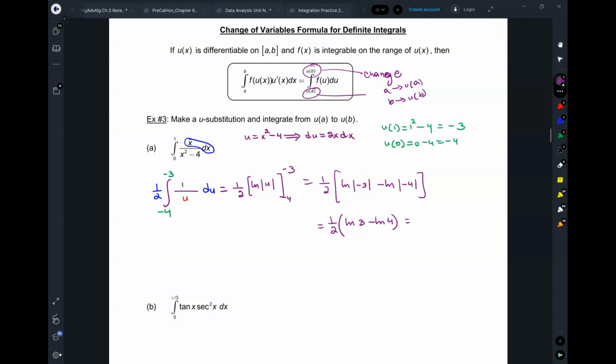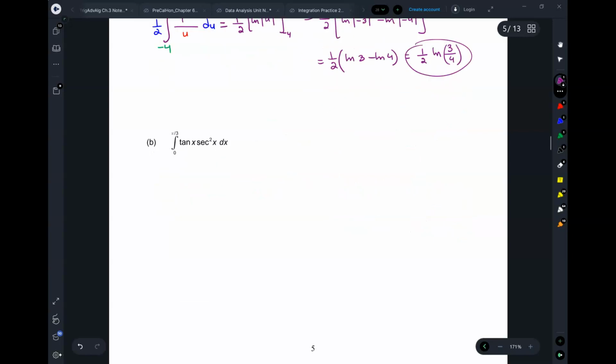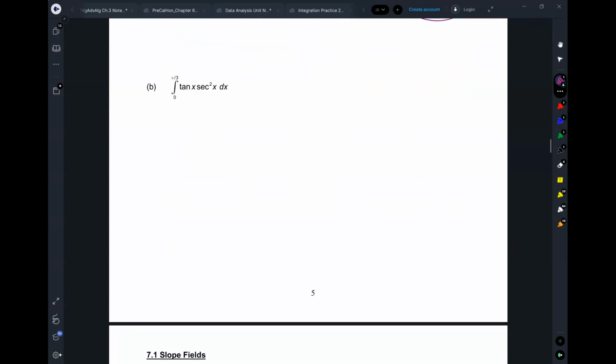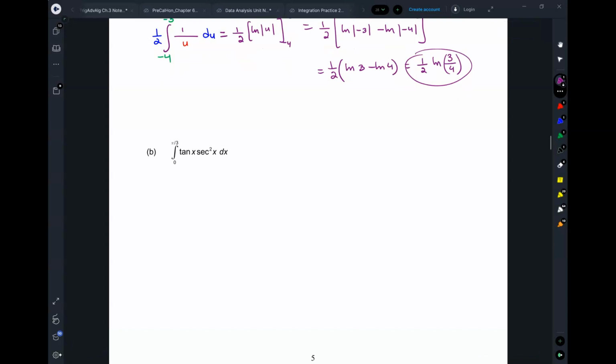Now remember properties of logarithms. You learned it in Algebra 2. Half of this is the same as half of ln of 3 over 4, because of the subtraction rule. Can I just leave it as it was? No, don't leave it like that.